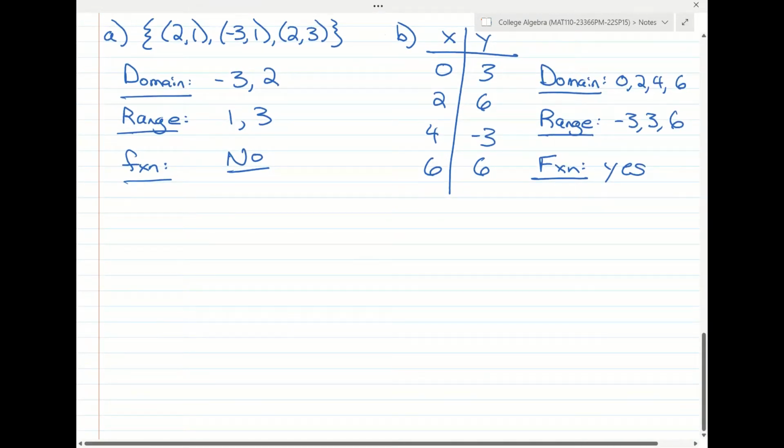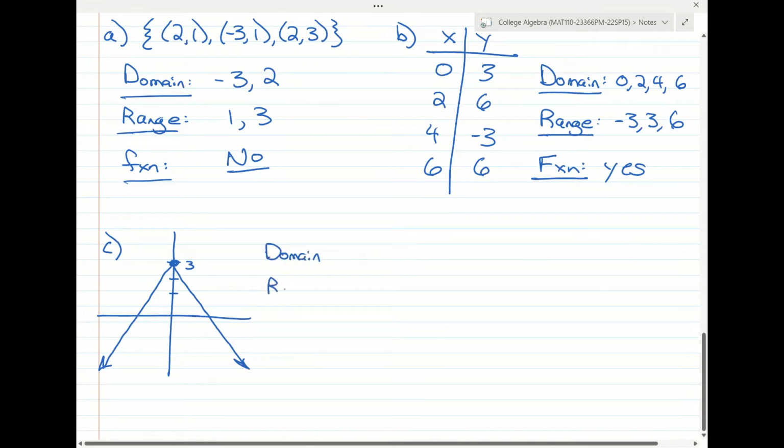Let's get into some that get a little more interesting here. What if we had a graph and the graph looked like this? The highest it goes is (0, -3). And then it just shot down like this. So again, we'll figure out what's the domain, what's the range, and is it a function?